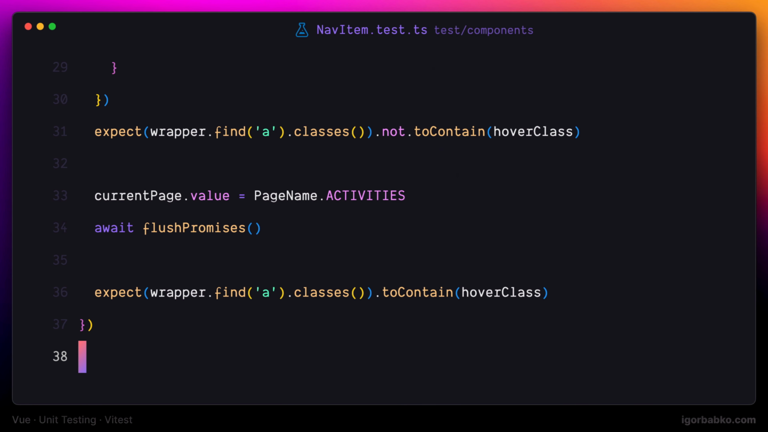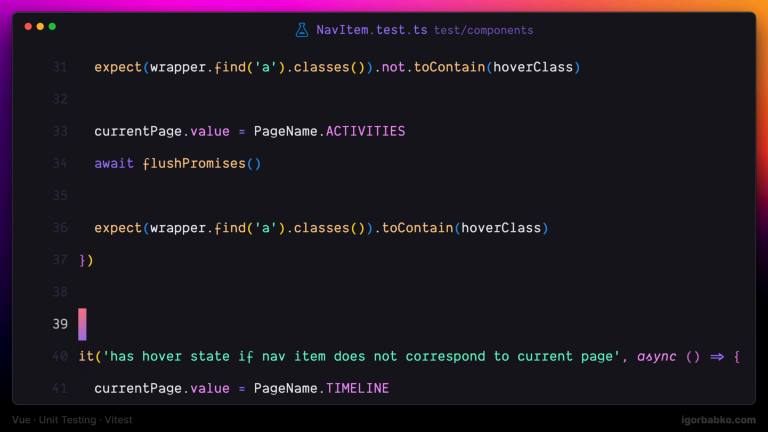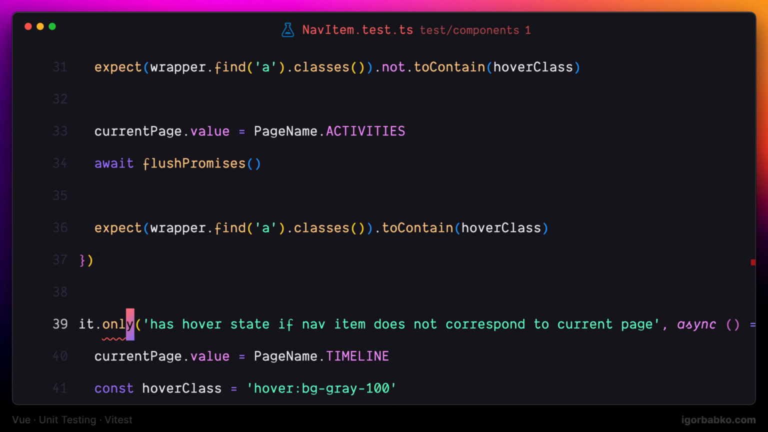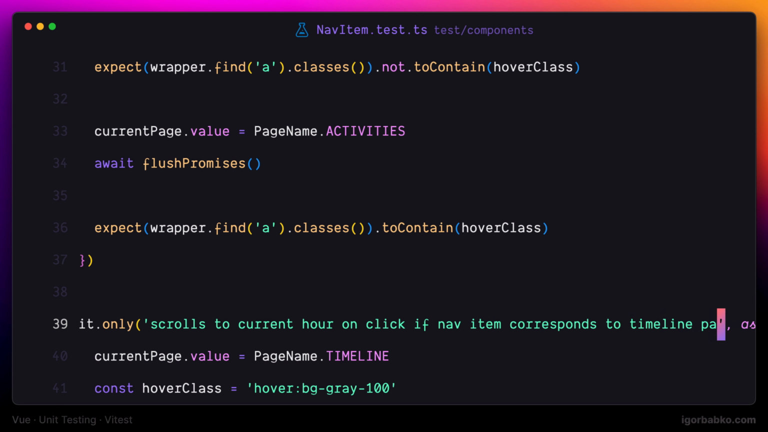Let's switch over to the editor, duplicate one of the existing tests, and change the description of the new test. Here we'll say that it should scroll the page to the current timeline hour if we're going to click on the timeline now item only when the timeline page is open.